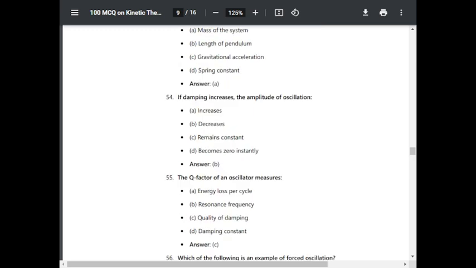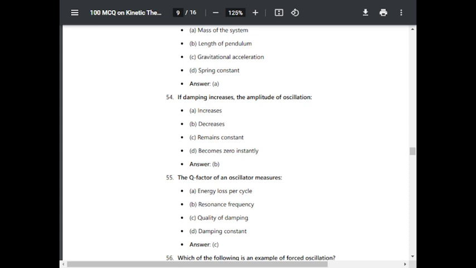Question number 54. If damping increases, the amplitude of oscillation: option A, increases; option B, decreases; option C, remains constant; option D, becomes zero instantly. The correct answer will be B, decreases. If damping increases, the amplitude of oscillation decreases. The correct option is B.